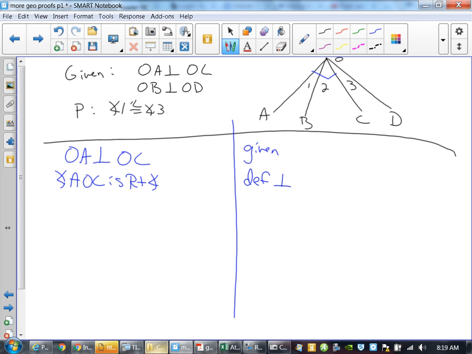Now, we only have the one angle here. So I think on here it said if we have just the one, what will we say? It equals 90 degrees. Let's just do that. I think that might be our best bet here. And then that's a definition of a right angle. Okay?